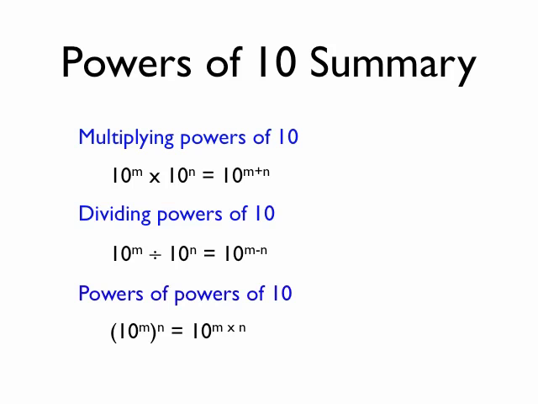Three simple rules help us work with powers of 10. Let's use an example to explore each rule, starting with multiplication. If we multiply 10 to the third power times 10 to the second power, we know that 10 to the third is 10 times 10 times 10, which we multiply by 10 to the second, or 10 times 10. We now have 5 tens multiplied together, so the answer is 10 to the fifth power.